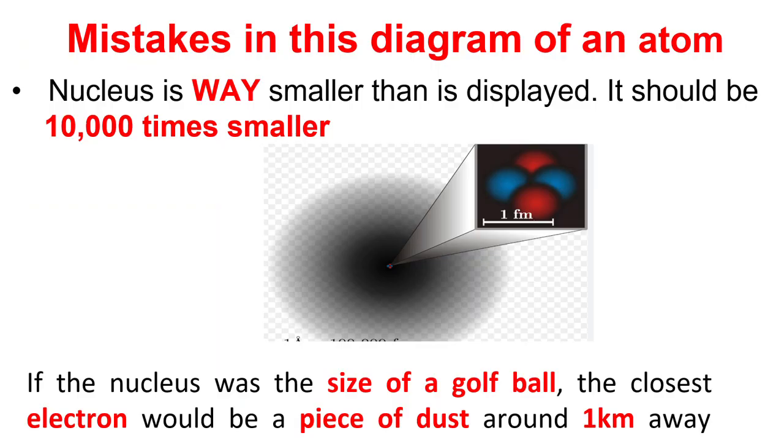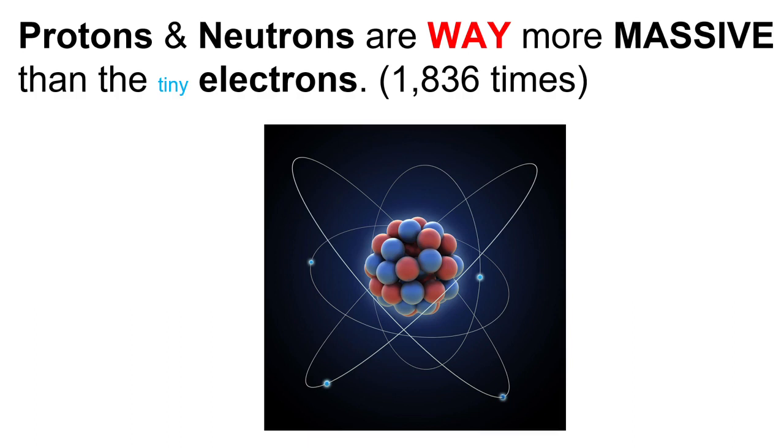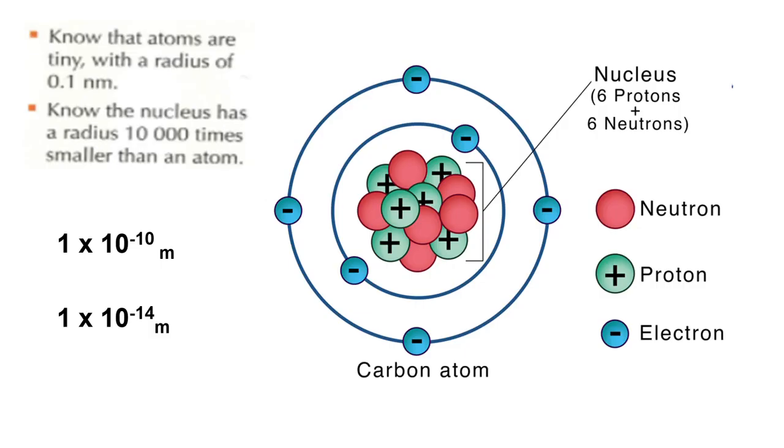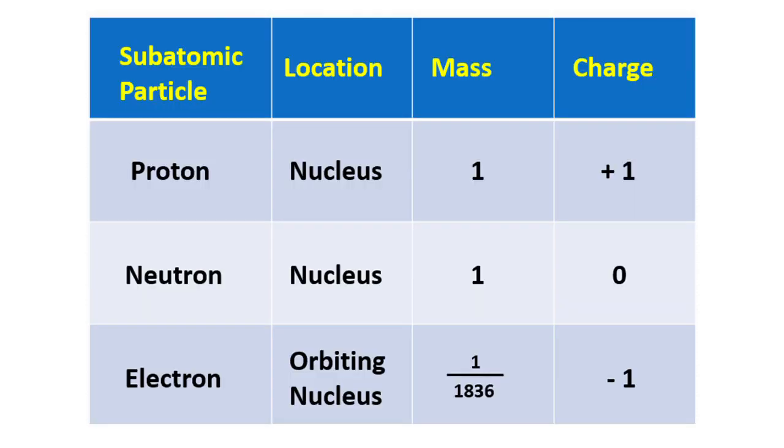Now, there are some mistakes in this diagram. As I said, the nucleus is way smaller than is displayed. It's swollen up so you can see it. Protons and neutrons are way more massive than the tiny electrons. In that diagram, they were the same size. They're actually nearly 2,000 times more massive. And finally, there's no such thing as actual color. They're not actually blue, red, or green down at that level. Okay, you might want to play and pause while I go through this table that sums everything up.